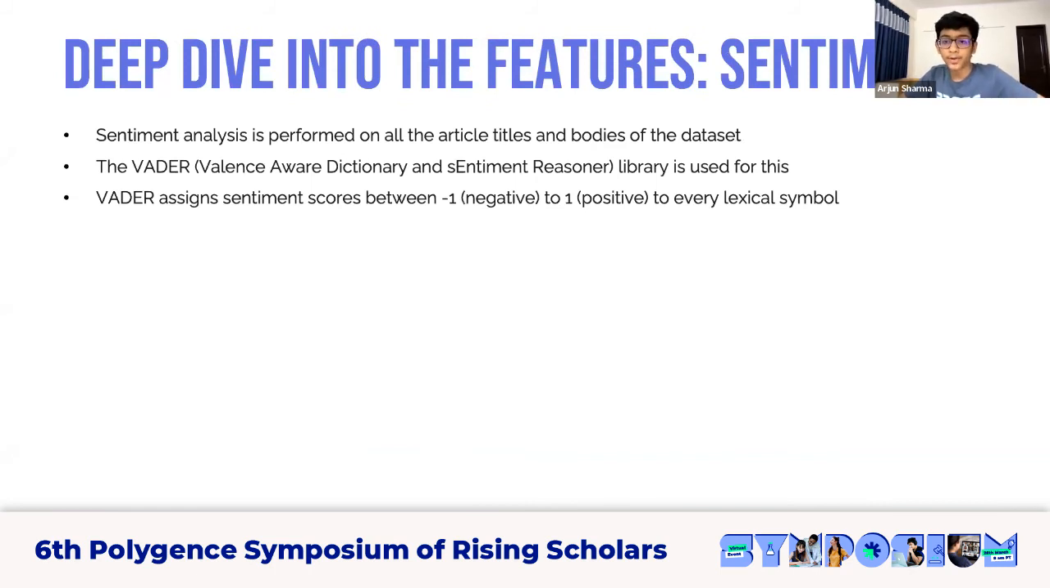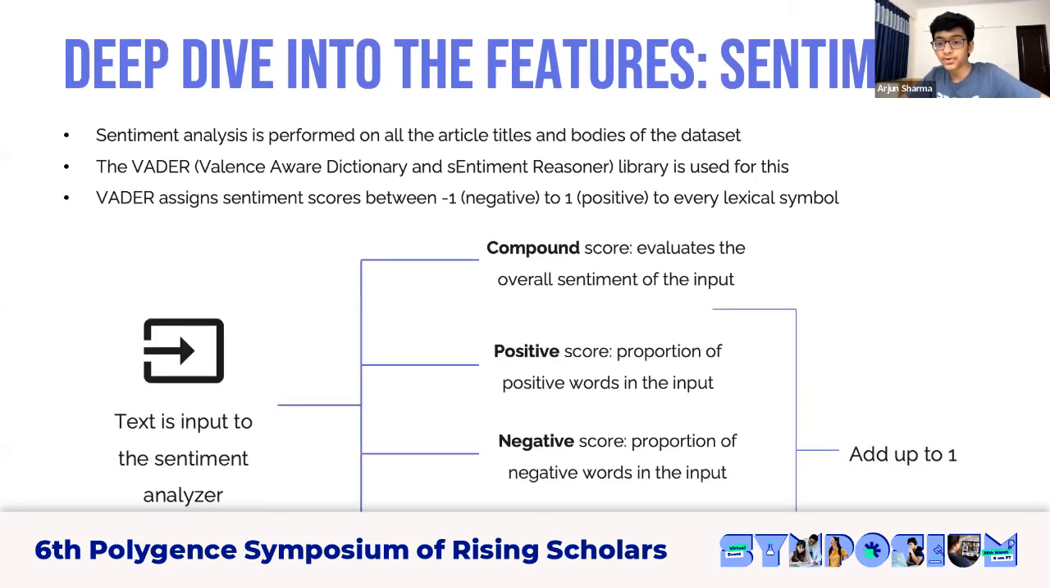Sentiment analysis was then performed in the dataset using a third-party library called Vader. The core idea of Vader is that every lexical symbol, words, punctuation marks, acronyms, and so on, is assigned a score between -1, the most negative possible sentiment, and +1, the most positive possible sentiment. You input a piece of text to Vader, and it outputs 4 scores: a compound score, which is an overall evaluation of the sentiment of the text, and the positive, negative, and neutral scores, which correspond to the proportion of these kinds of lexical symbols in the text. These 3 scores add up to 1. This was performed for every article and title in the dataset.